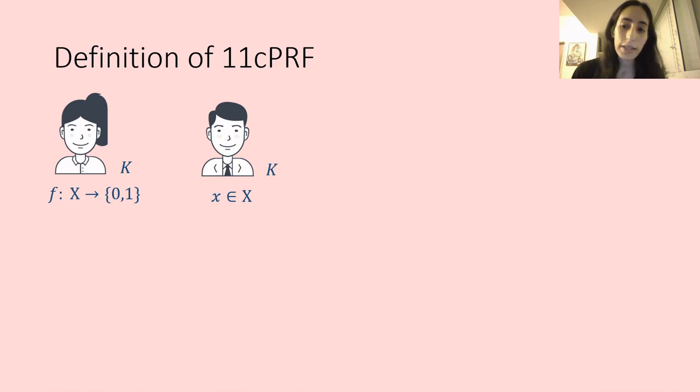Now, given this setting, each of them computes independently some function. So Bob takes his input x and the CRS k and computes k sub x. And similarly, Alice takes her policy f and the CRS k and computes k sub f. And we want those two values to have the following relation between them.